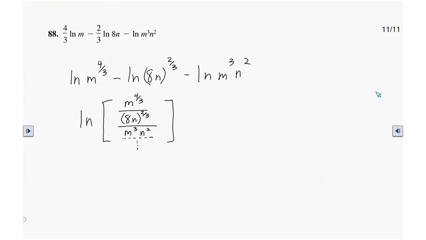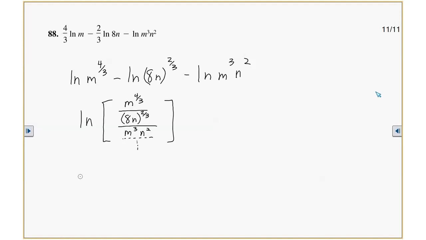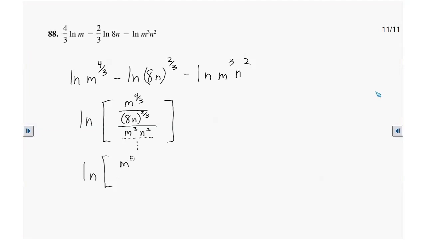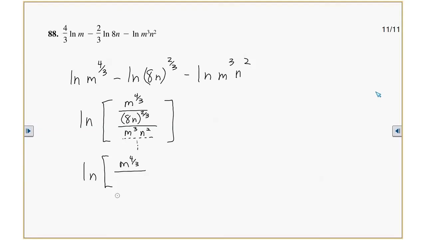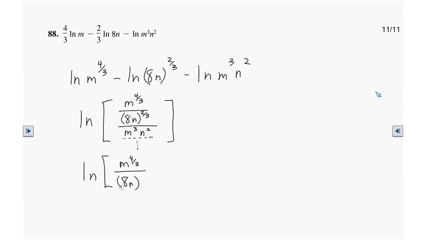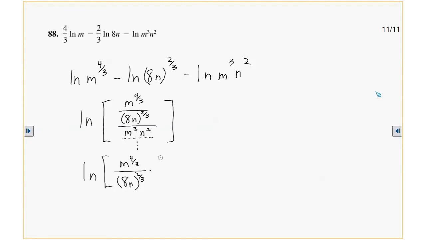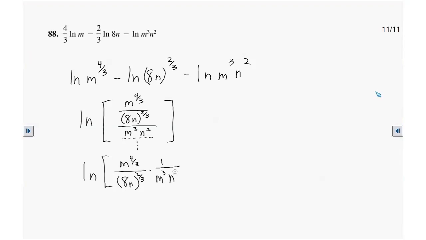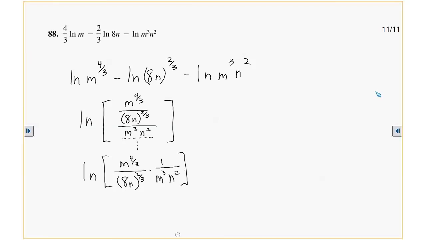Now I'm going to simplify this because that m cubed n squared is over 1. And then that's going to be natural log of m to the 4/3 over 8n to the 2/3, multiplied by 1 over m cubed n squared. Now I need to go ahead and distribute this 2/3 because I can simplify some of this because m and n are the same base.